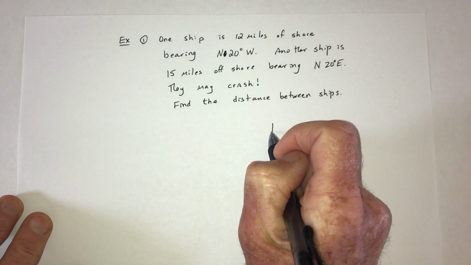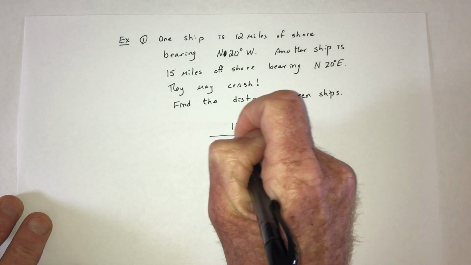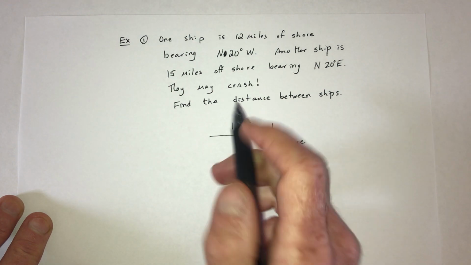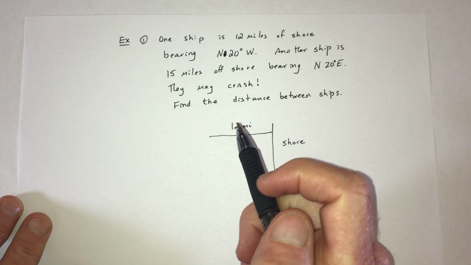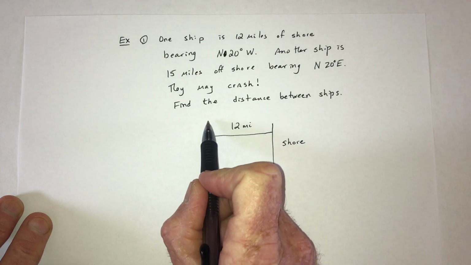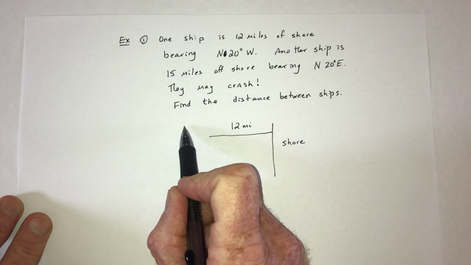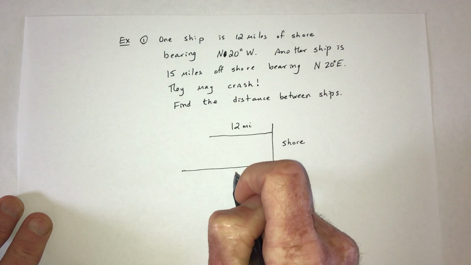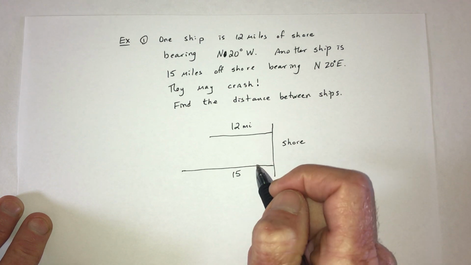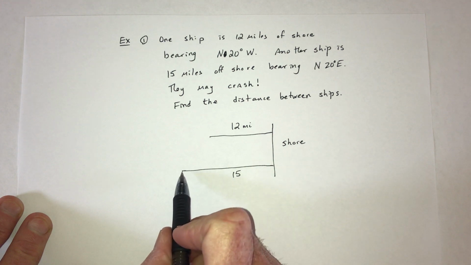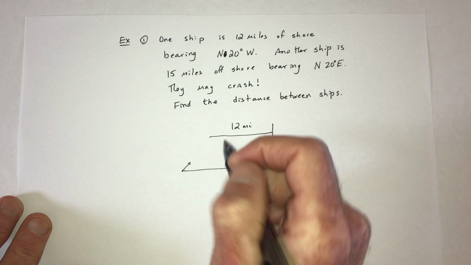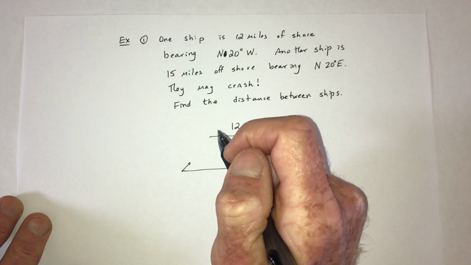Anyway, so let's say that over here is the shore. And then one ship is 12 miles offshore. And it is going northwest. So it's going northwest. Well, that doesn't make sense, because if the other ship is here and it's 15 miles offshore and it's going to the northeast, so northeast means it's going this direction, northwest. That's what it is.